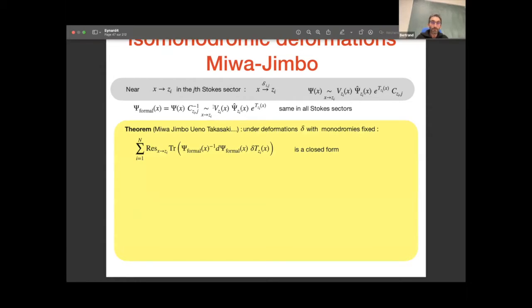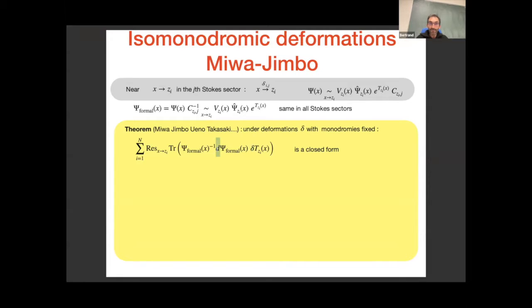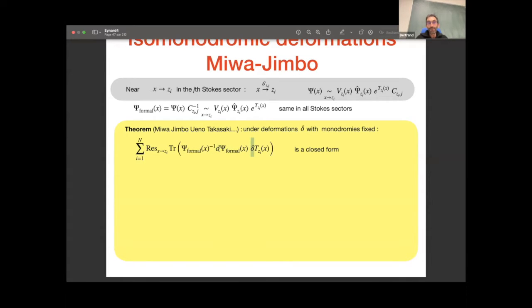Now what Miwa and Jimbo, but also in papers with Ueno and Takasaki, all these Japanese schools, define, and what they remarked is that the following quantity is a closed form. First, let me remark that the delta here refers to deformation. So it refers to a cotangent vector in the moduli space of these connections, whereas here the d is the differential on the surface CP1. That's why I use a delta instead of a d. The d is a differential on CP1, whereas the delta is a differential in the moduli space. So it is a closed form as a differential in the moduli space.